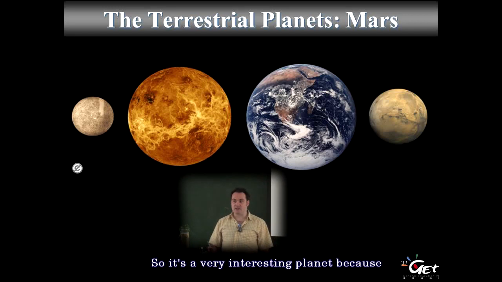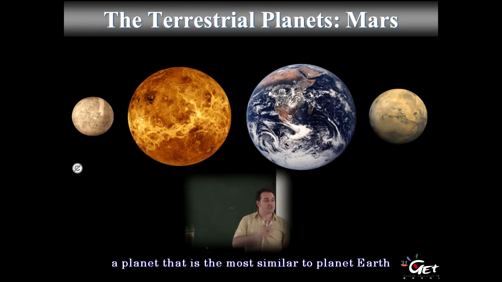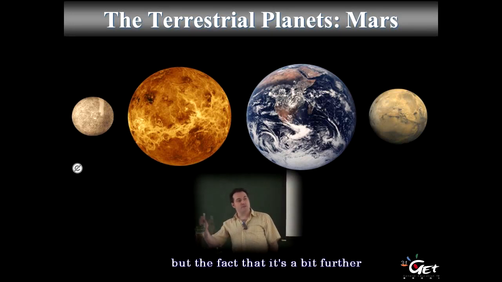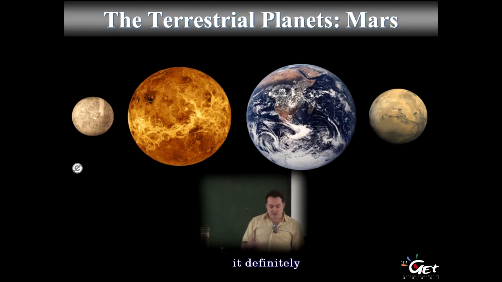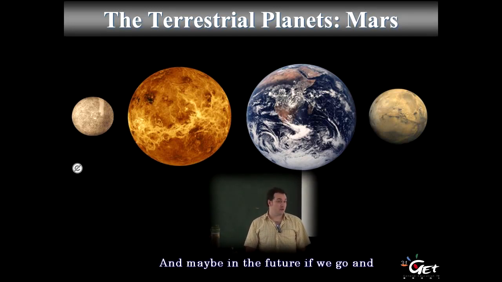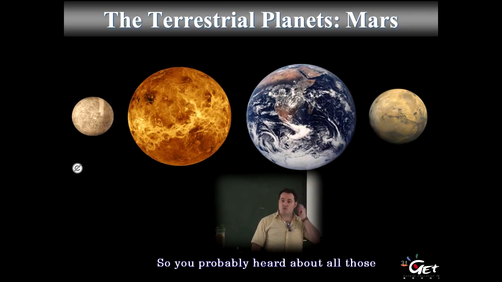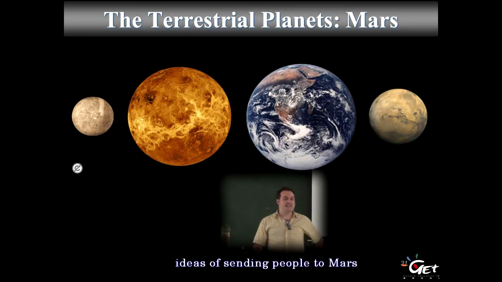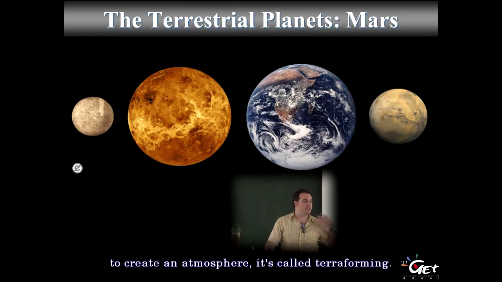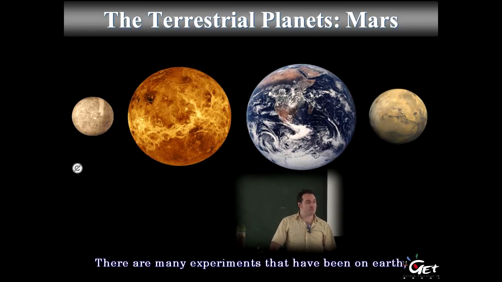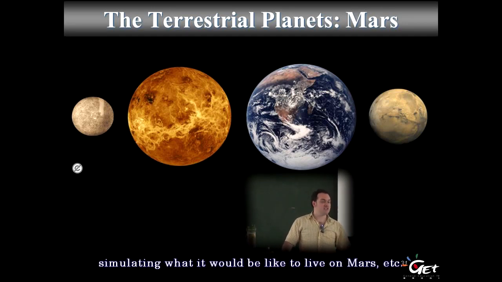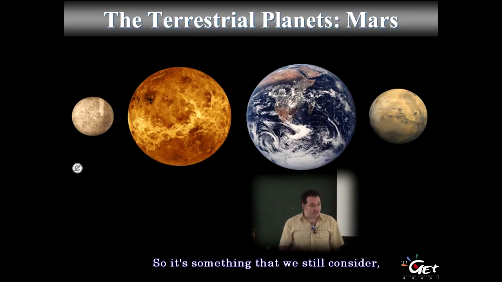So it's a very interesting planet, because somehow it's the planet most similar to the planet Earth in our solar system. Also, it's slightly smaller, but the fact that it's a bit further from the Sun, it definitely is a planet that has been at some point of history habitable, and maybe in the future if we go and landscape it. You probably heard about all those ideas of sending people on Mars and growing plants there to create an atmosphere. It's things we call terraforming. There are very, very serious experiments that have been on Earth where they put people into labs for years in the middle of the desert and simulating how it would be to live on Mars.